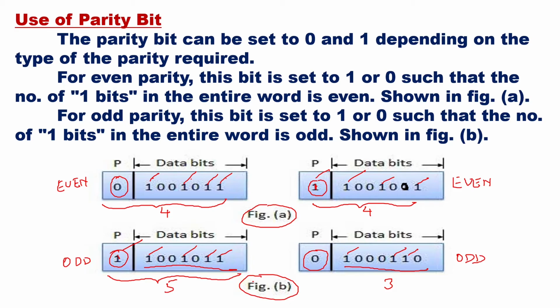And when this data is received, and you're telling whether the particular code word has even or odd parity, then in the receiver, we have to check the logic number of ones. If it is even parity, then the logic number of ones should be even. If it is odd parity, then the logic number of ones, including the parity bit, should be odd. If you're sending even parity and at the receiver you're seeing an odd number of ones, that means error has occurred.